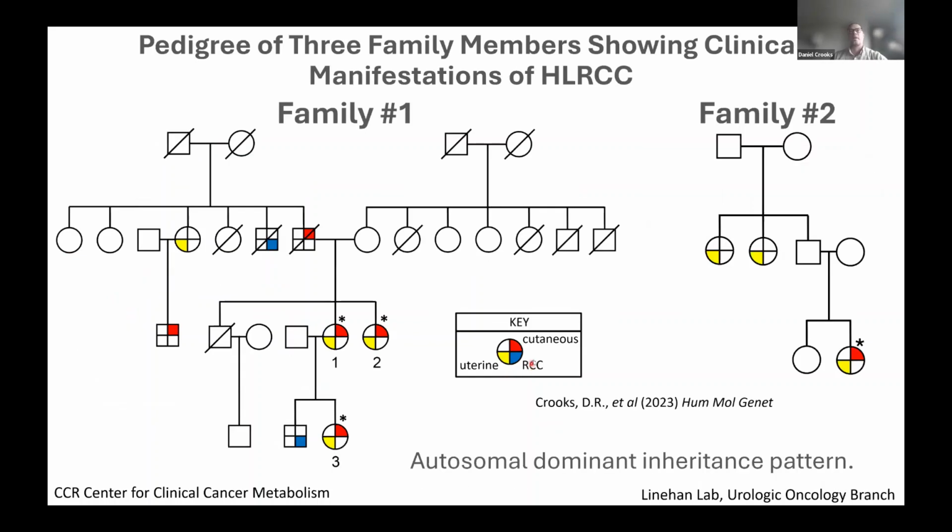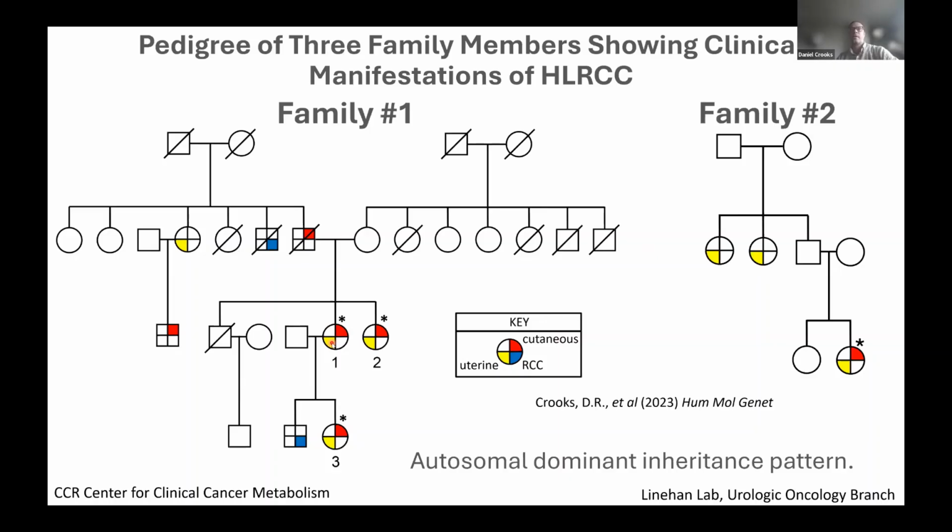This is just an example of a pedigree of a family. Two families actually, for a mutation that we discovered in their FH gene, just showing the manifestation so that you can have cutaneous leiomyomas, you can have uterine leiomyomas, and then, as I mentioned, you can have these RCCs. And so this particular family here had both types of leiomyoma and are very worried about whether they were at risk of developing RCC.